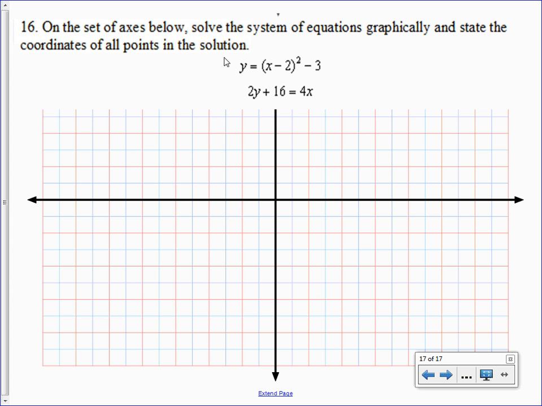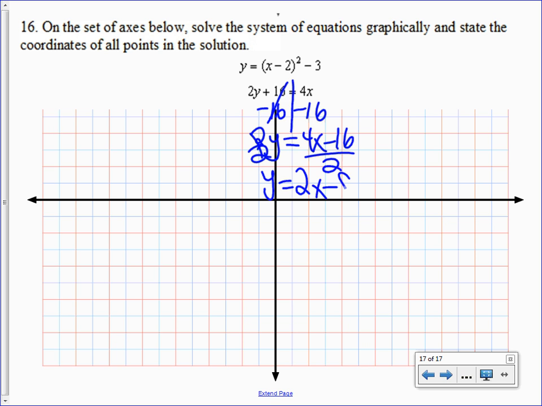To solve a system of equations, we need to graph them. To graph them, I have to get y by itself. Y is by itself on top. I know it's a parabola because there's an x squared. Here, not so much. 2y equals 4x minus 16. Divide by 2, y equals 2x minus 8.